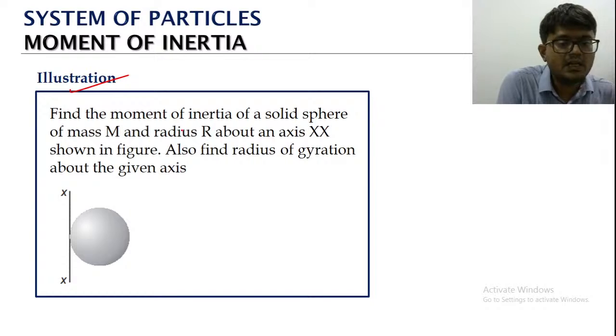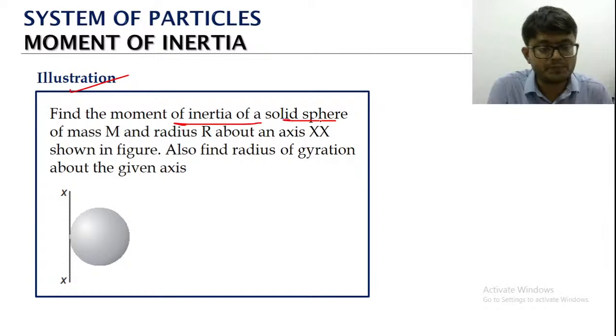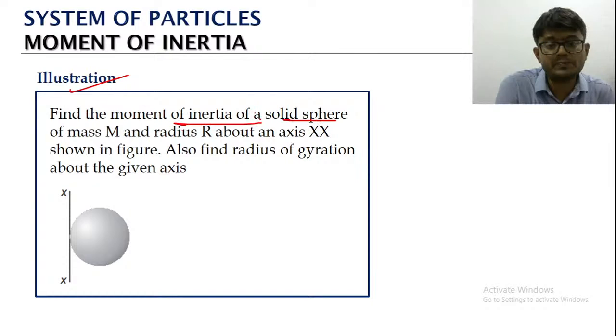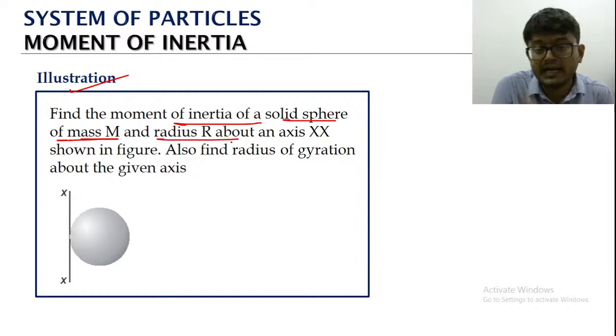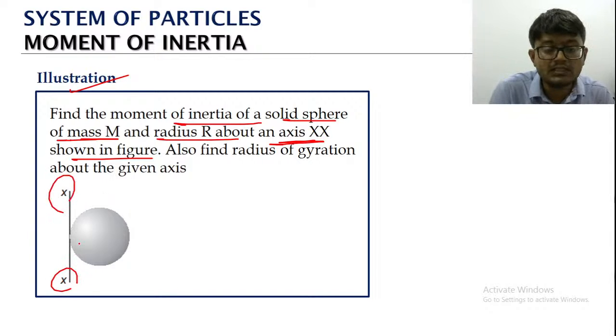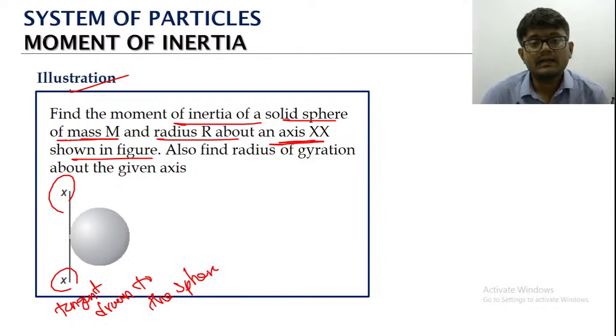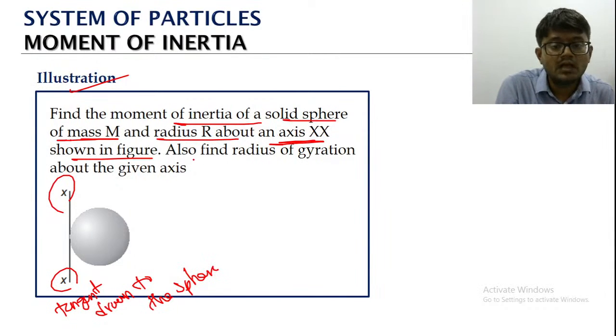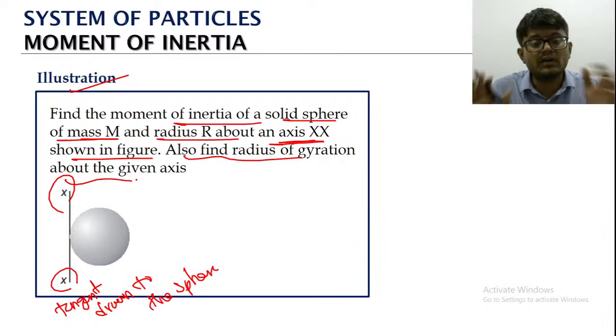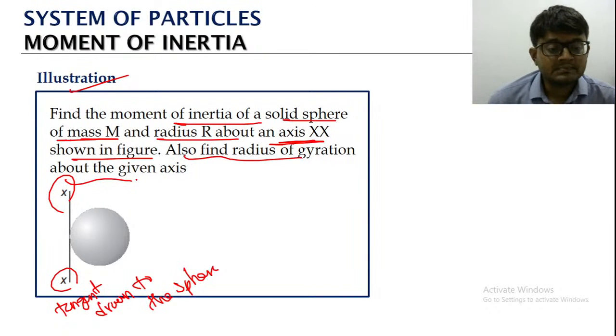Look at this question. Find the moment of inertia of a solid sphere of mass m and radius r about the axis xx, which is shown in the figure. You know what this is? This is a tangent drawn to the sphere. And we also have to find the radius of gyration about the given axis. First of all, how do you find the moment of inertia with respect to the axis xx? Think about it.